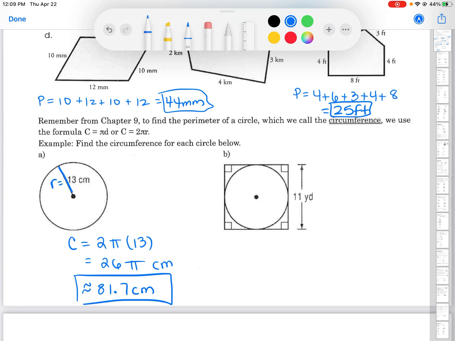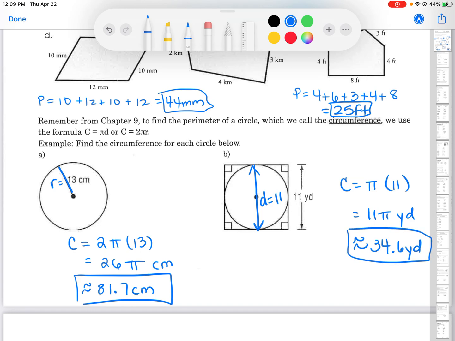All right, for the next one, this 11 is actually referring to the diameter. So C is equal to pi times D, or pi times 11. So we get 11 pi yards, or we could round this. And if we do 11 times pi in our calculator, we're going to get about 34.6 yards.